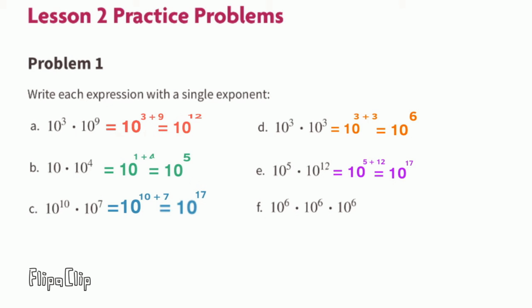F, 10 to the power of 6 times 10 to the power of 6 times 10 to the power of 6. Exponent 6 plus exponent 6 plus exponent 6 equals exponent 18. 10 to the power of 6 times 10 to the power of 6 times 10 to the power of 6 equals 10 to the power of 18.